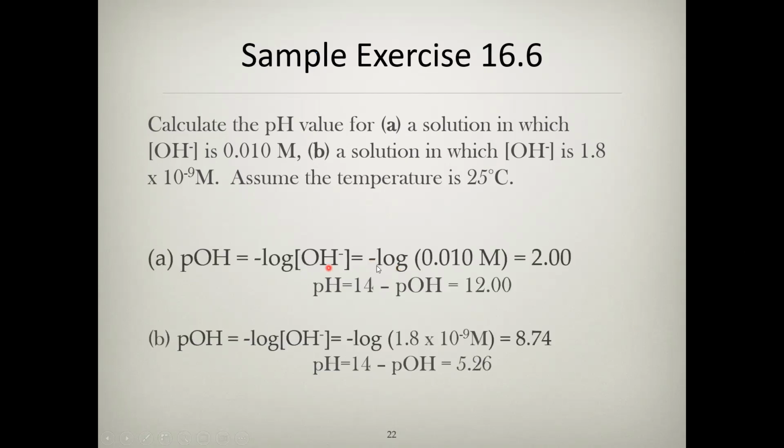But if we look at it, we can plug in negative log 0.01. We get a pOH of 2, which means we've got a pH just of 12. So this is going to be a very, very basic solution.